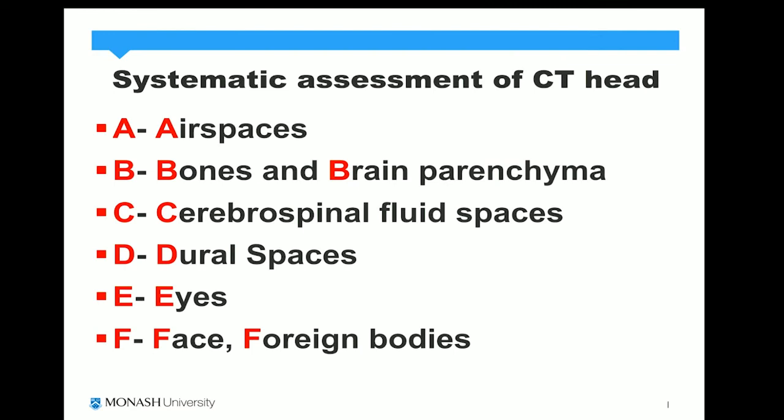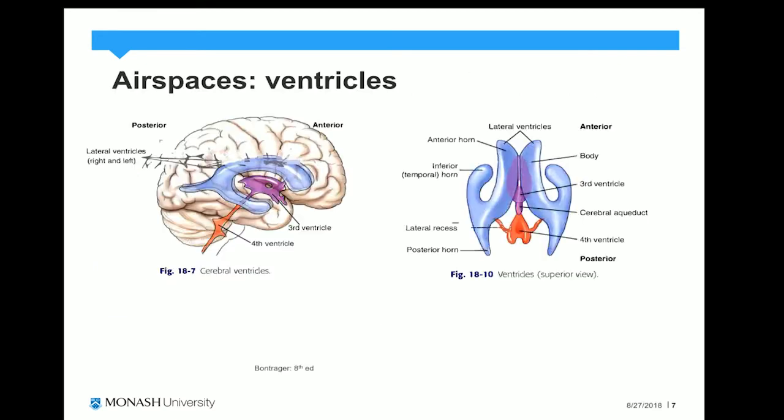So getting to the ABCs when you assess a CT scan. The A stands for air spaces, B is for bones, but also for the brain parenchyma. C is for the cerebrospinal fluid spaces, D is for the dural spaces, E is for the eyes, and F is for face, as well as foreign bodies.